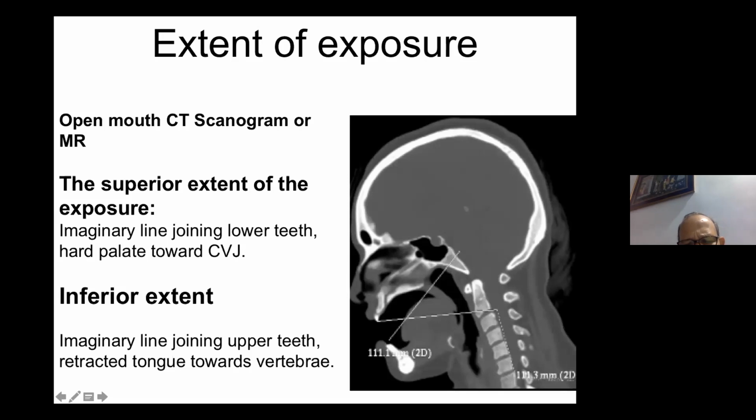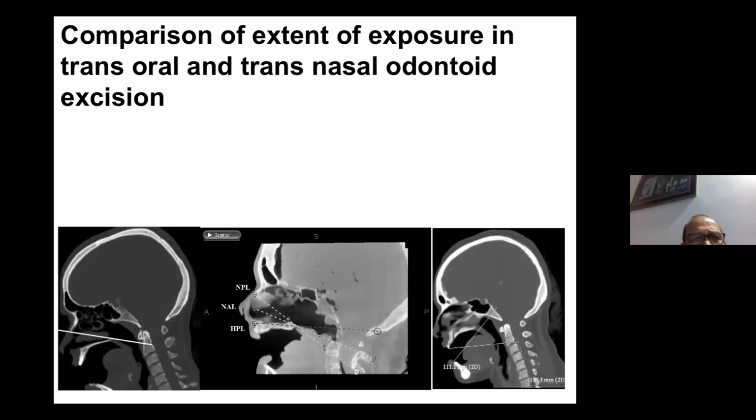An imaginary line starting from the lower teeth to the hard palate, so usually it is the middle of the clivus. And another line coming from the upper teeth to the imaginary line after retraction of the tongue. So you retract the tongue and it is usually up to the C2, C3 disc space. Laterally, you should go for good decompression up to the medial margin of both facet joints in the vertebra.